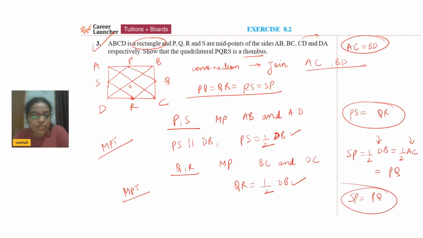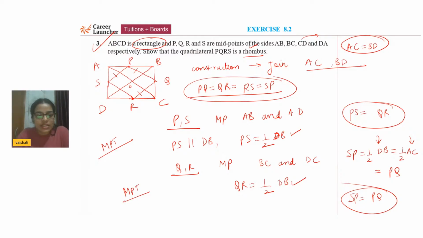What does it show? That these two lines are equal, SP and RQ are equal, and SP and PQ are also equal. So can I say that all the sides are eventually equal to each other? We can say that. So it means that PQRS is a rhombus. Okay, I hope this part is also clear to all of you. All the sides are equal, so this will be a rhombus.